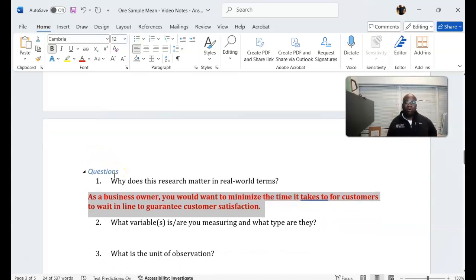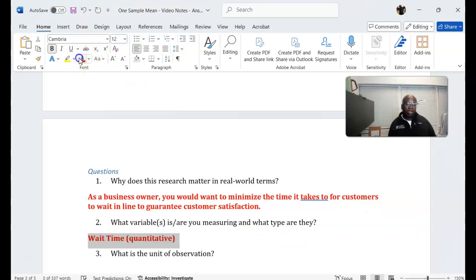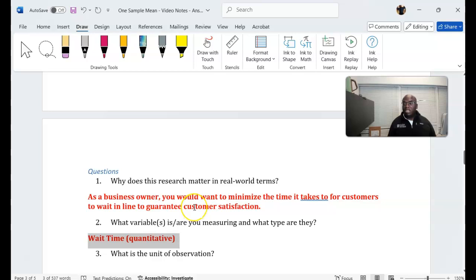Okay, so that's that. When it comes to what we're measuring, what's the characteristic that we're after? It's their wait time. And since we're measuring time, we'll describe that as a quantitative variable. That's always going to be the case for one sample means. I may sometimes say one population mean, but I'm using them interchangeably this year.